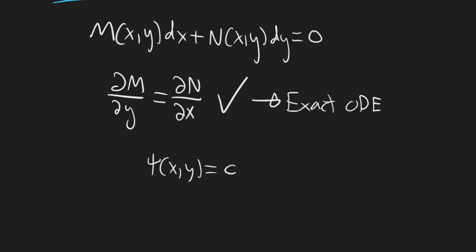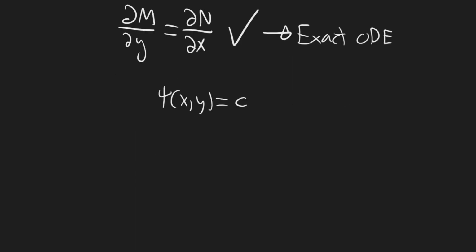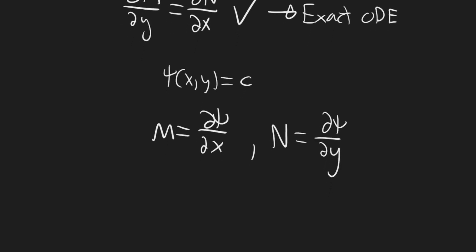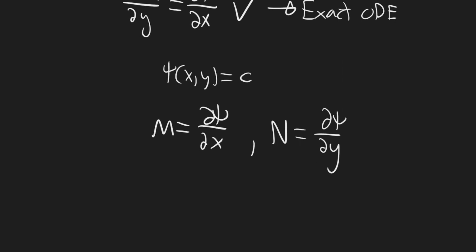So psi here is going to be the implicit version of the final answer. So it's not going to be y equals, or x equals, but rather a function that involves both y and x, but neither of them are solved for. On a deeper level, what it actually means to be an exact ODE is that M equals partial psi, partial x, and N equals partial psi, partial y. This is true for every given exact ODE, and of course our final answer is psi.